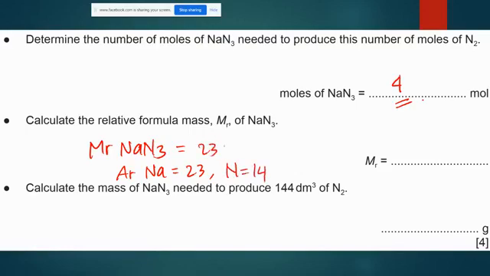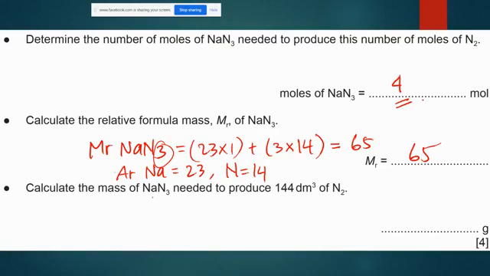So 23 times 1, because the number of sodium atom is 1, plus 3 times 14. The number of nitrogen atom is 3. So it's 65. So the MR value of NaN3 is 65. 23 plus 3 times 14, 65.